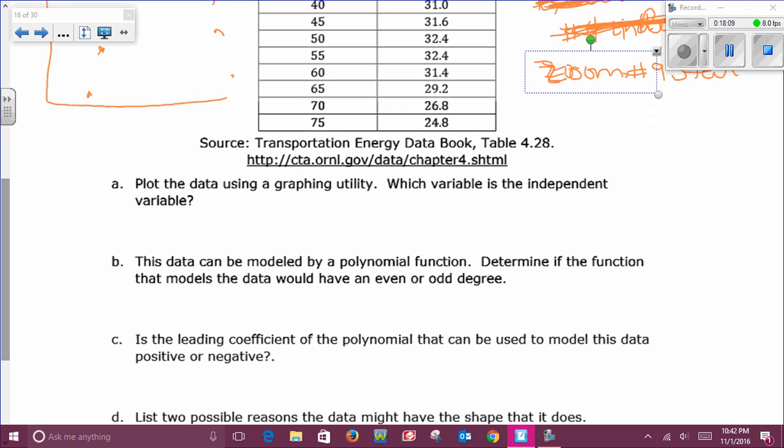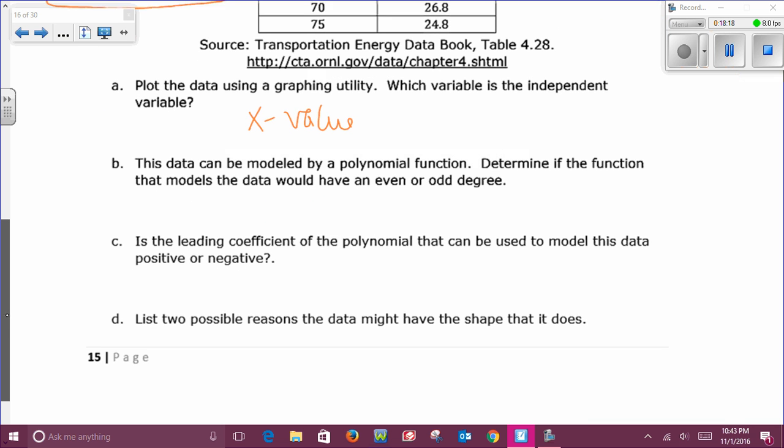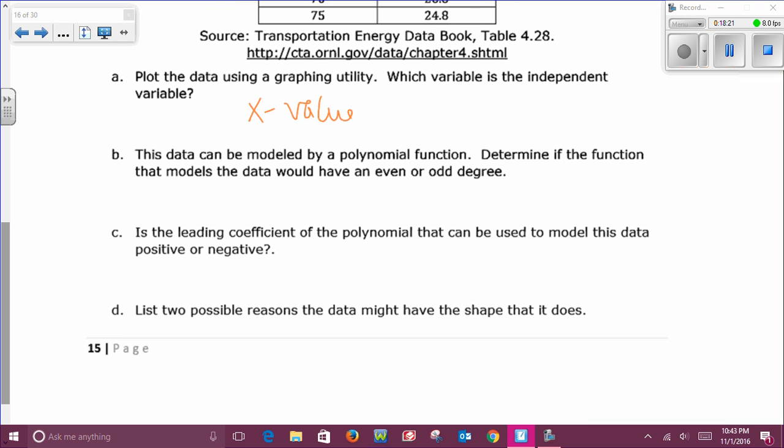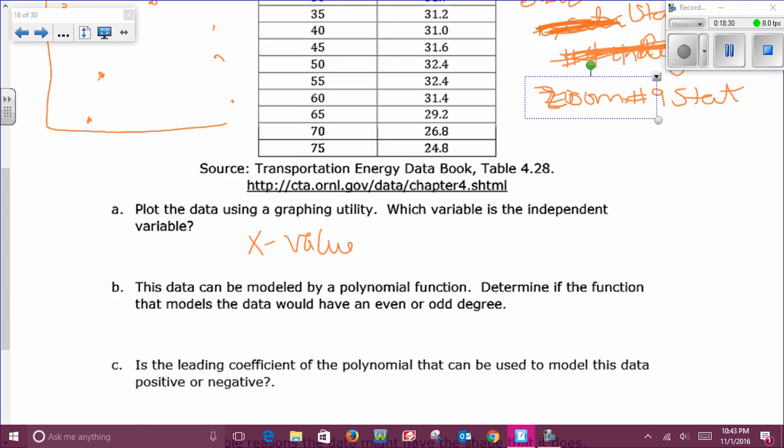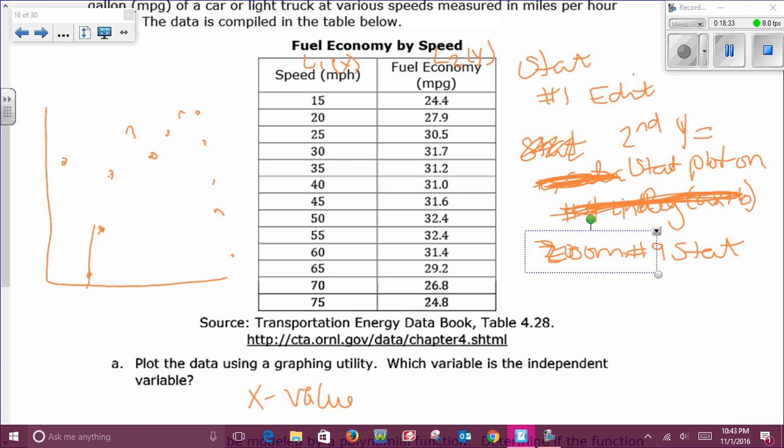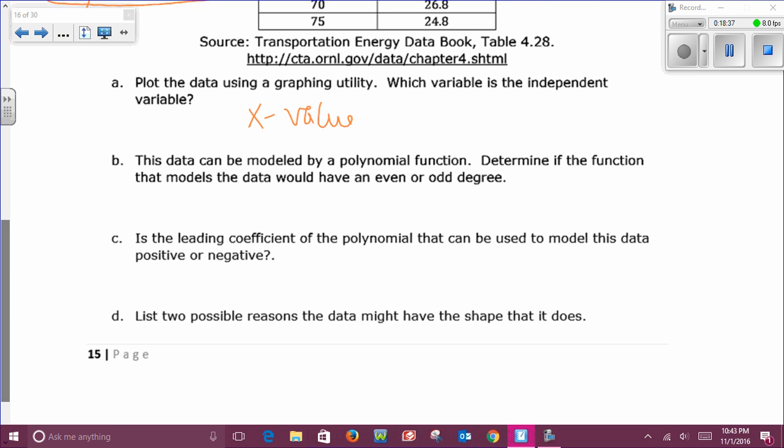Let's plot the data using the graph utility. Which variable is the independent variable? That's your x values. They're your independent variables. Y is your dependent. Then it says this data can be modeled by a polynomial function. Determine if the function that models this data would have an even or odd degree. Well, by looking at the picture here, it pretty much is doing this. And since they're both ending in the same direction, which is down, it would have to have an even degree.